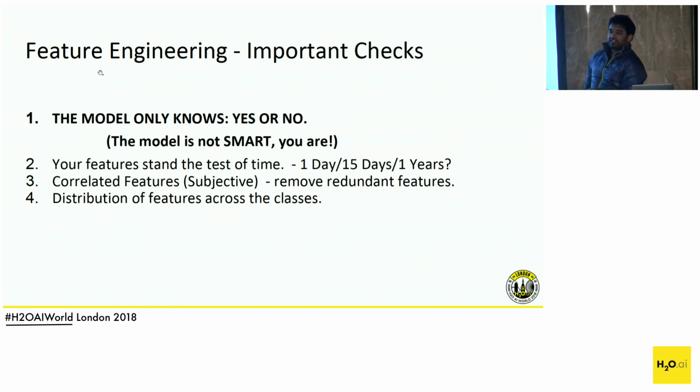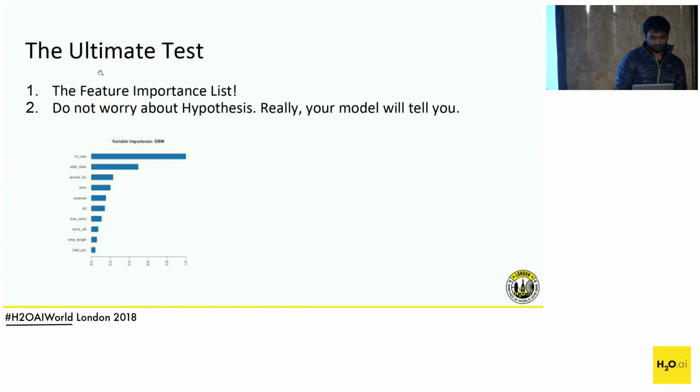Check for correlational features. Kind of subjective, but just make sure you check for correlations in the features so that you're not putting the same kind of features in again. Look at distributions across your classes, across how you classify. Look at the confusion matrix, see how they work, and see if you can improve the features. These are some of the interesting things that you want to do as well.